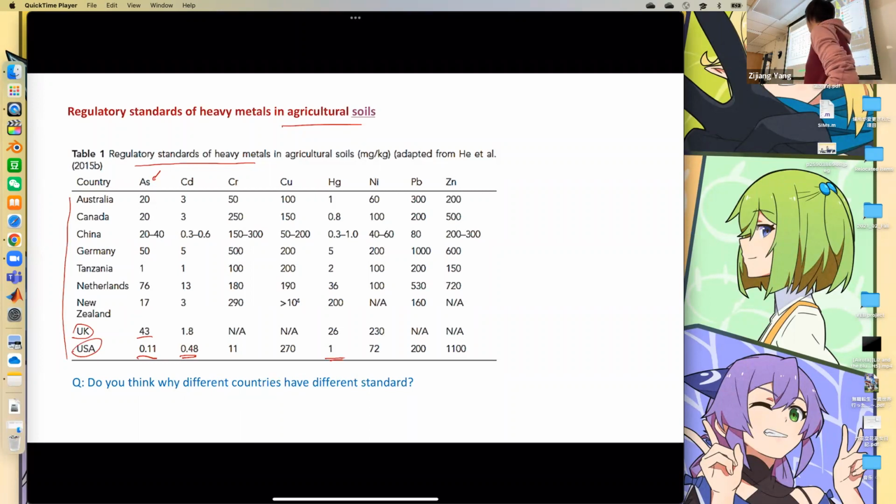When I was looking at this, I just had a question. I don't know the answer, but I'm just interested. Why do you think different countries have different standards? Do you guys have any ideas? Yes.